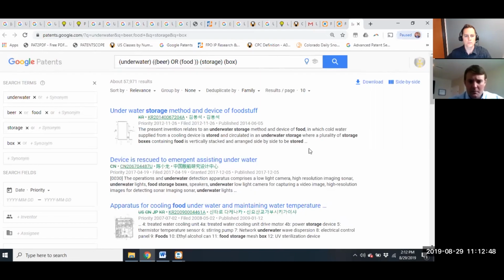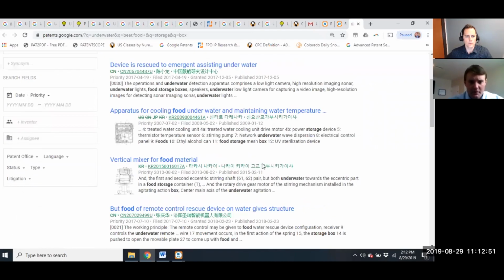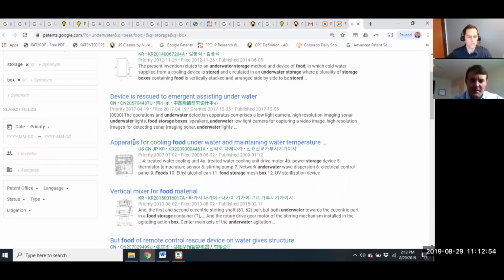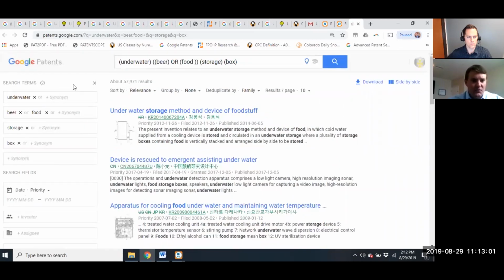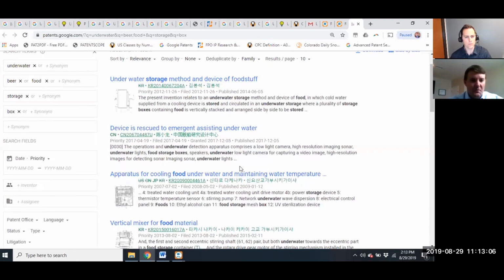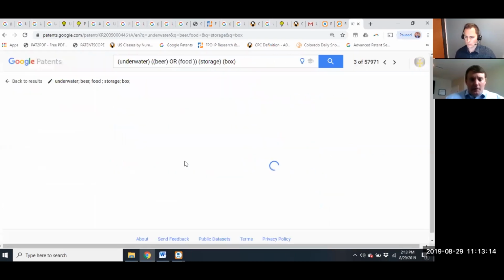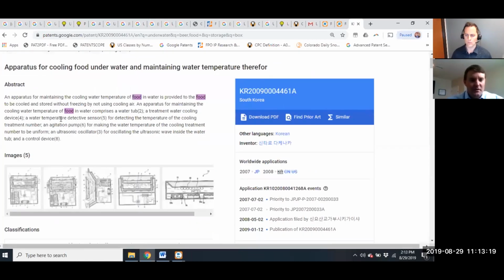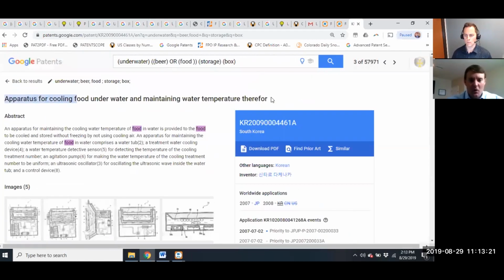But what was the example I found? Here was one that stuck out to me. Really what we're trying to do here is get ourselves in the right ballpark. With first searches like this, sometimes you'll find your invention right away. With something that's more complex and has a lot of different parts, it can be more challenging. So here's one. I saw this: it's an apparatus for cooling food underwater and maintaining temperature.